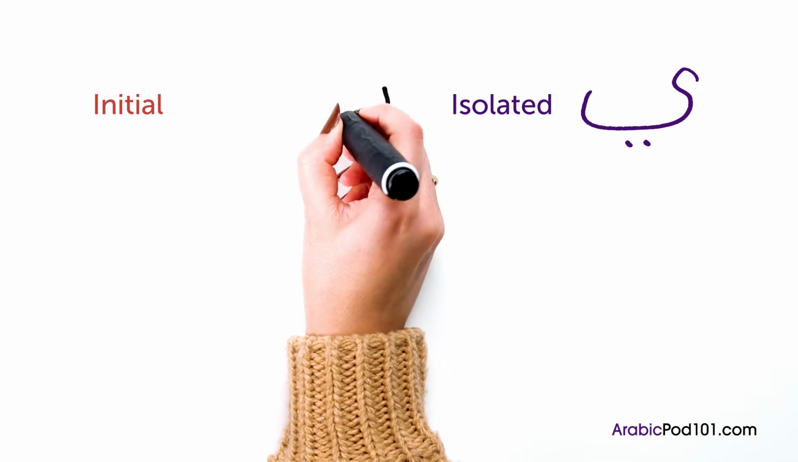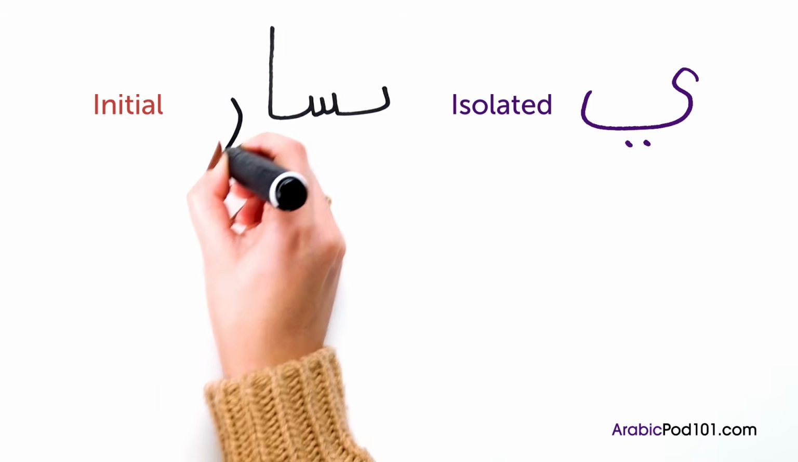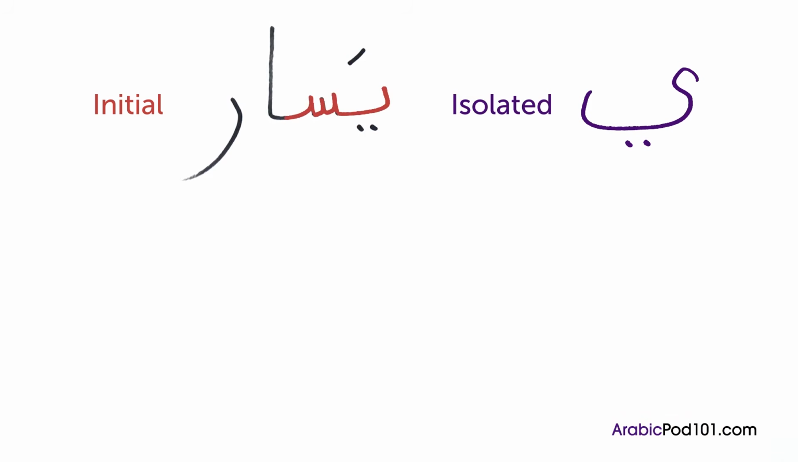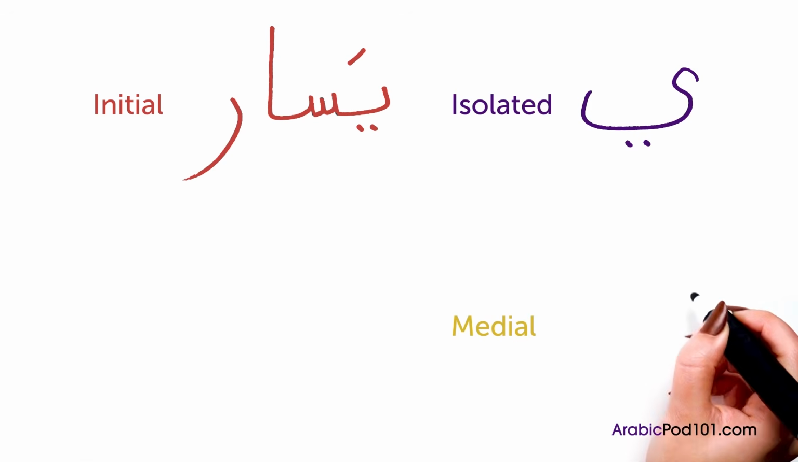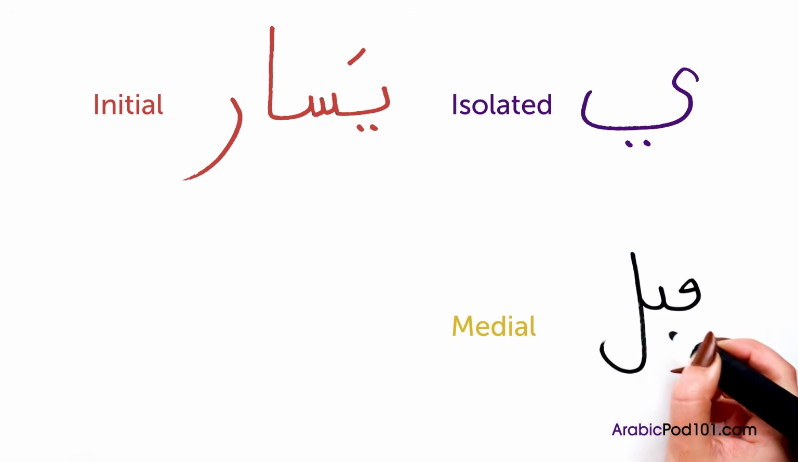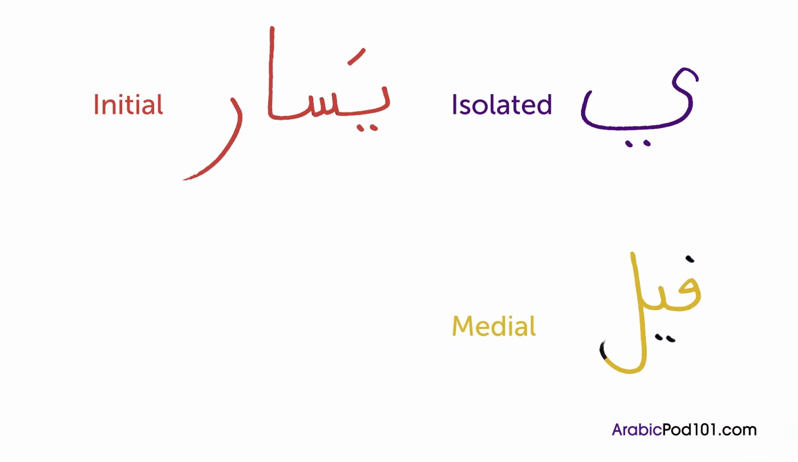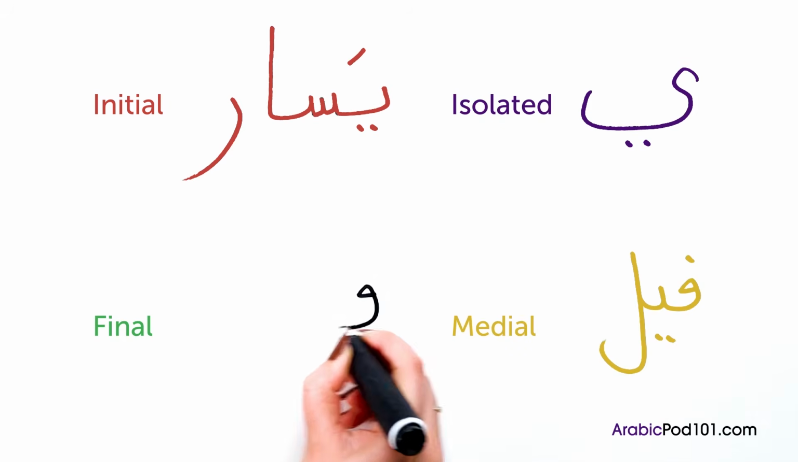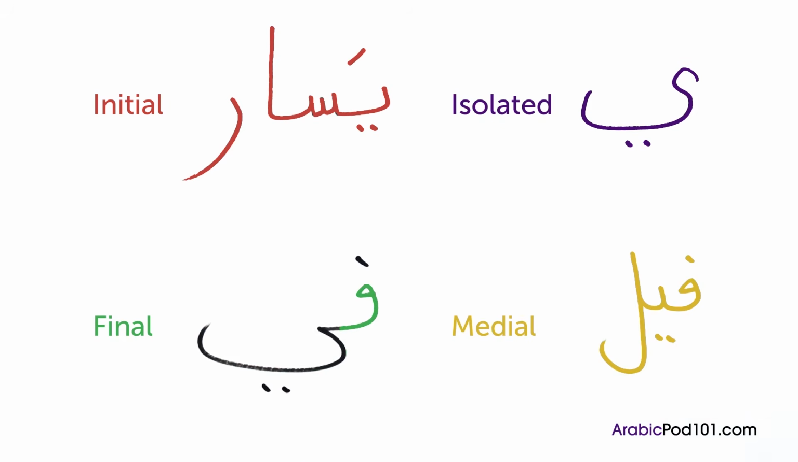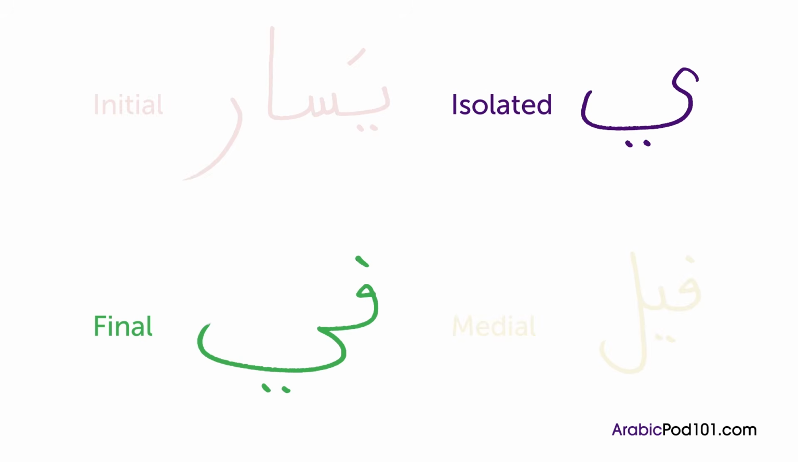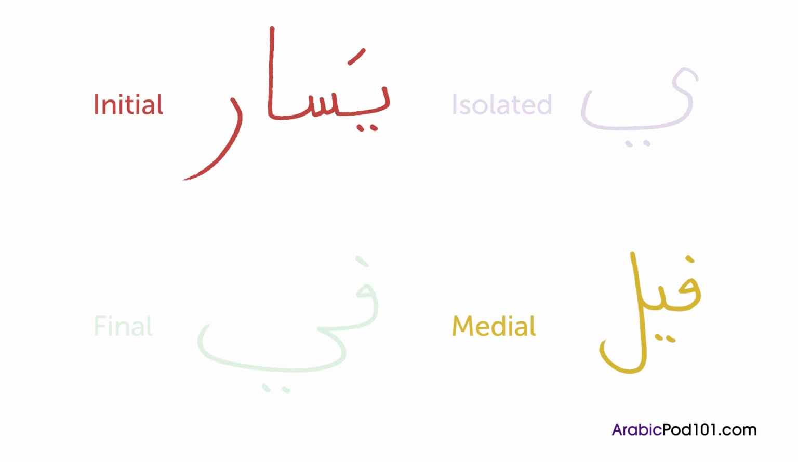Initial. Medial. Final. Did you notice how it looks so different in the final form and the isolated form? It dips beneath the line in these forms. For the initial and medial form, it looks like the te, but with dots beneath the boat-like character instead of above it. That's it for this lesson's letters.